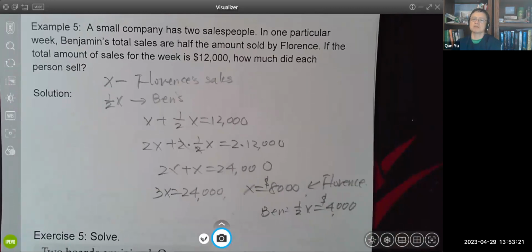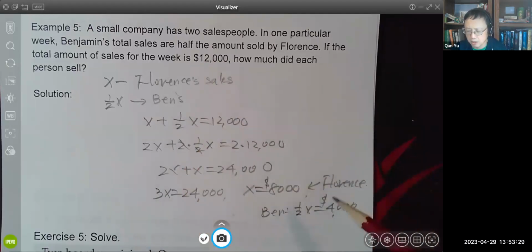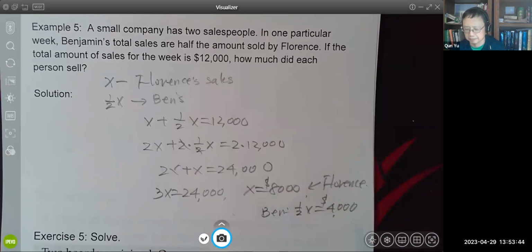How do we know if our answer is correct? If our answer is correct, they have to fit into the description. First of all, Ben's sales is half of Florence's, and that is correct. Secondly, the only other requirement is that the total sales is 12,000. Add them together, 12,000. So we get a correct answer.